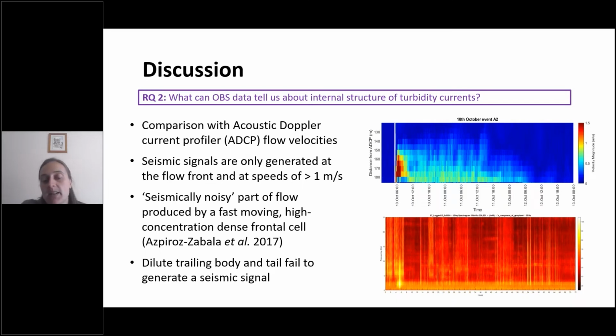And finally, we compared our seismic signature with the seismic signature of other terrestrial geomorphic processes such as debris flows and snow avalanches, and they showed fairly similar signatures. And then also to note that the dilute trailing body and tail fail to generate a seismic signal. So it really seems to be only the very front of the flow that we're capturing with our seismic data.